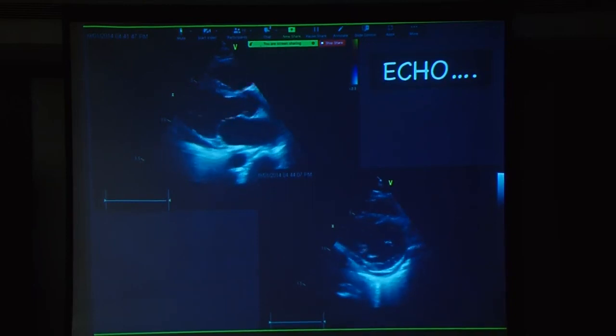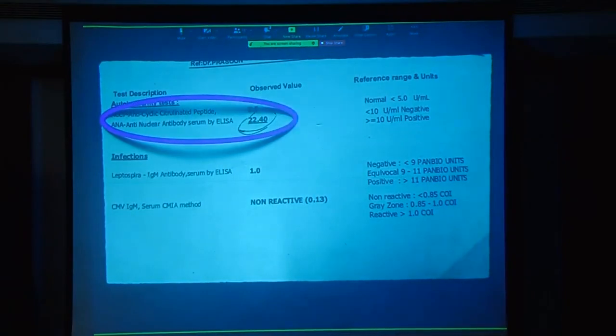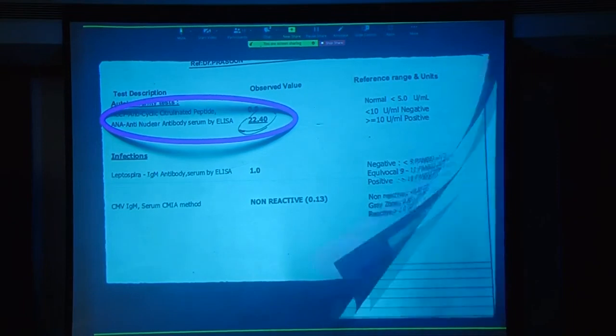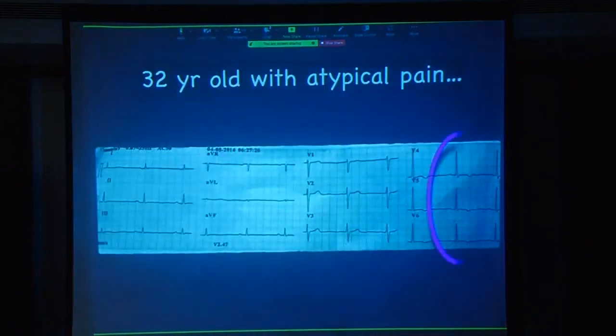He did well. He came back with a repeat episode of pericarditis almost 3 months later. Again, after 3 months, he came with a repeat episode of pericarditis. This time he was further aggressively evaluated. ANA was positive. His anti-Ro and anti-La antibodies were positive. So it was primarily a case of mixed connective tissue disorder which presented with pericarditis.